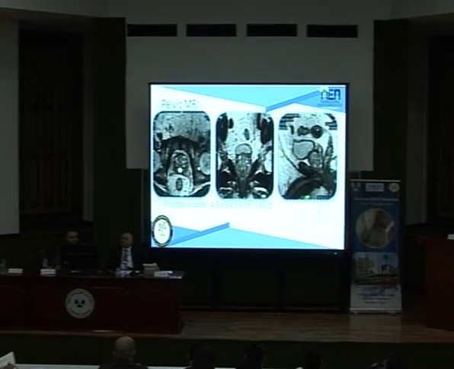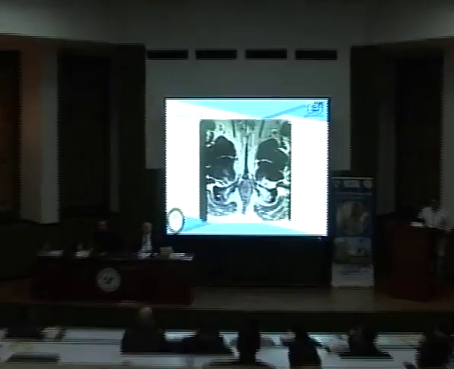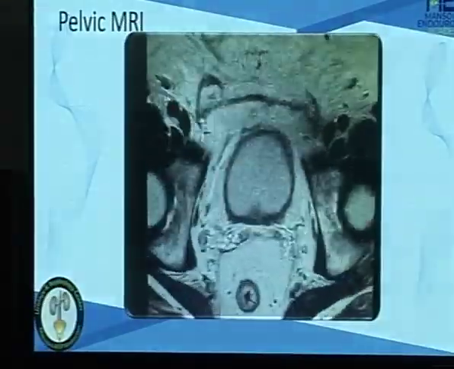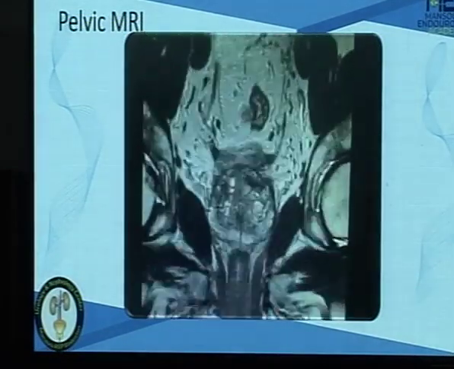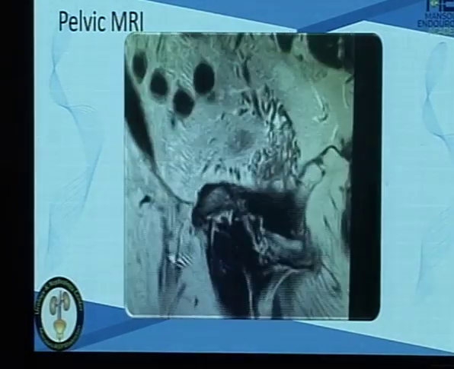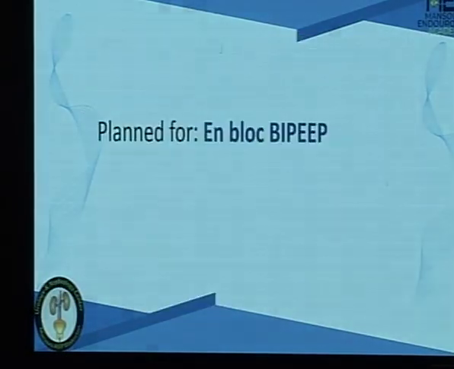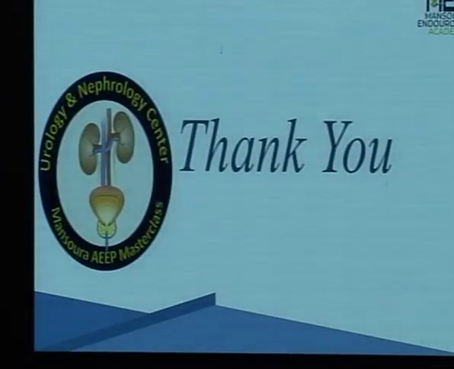By pelvic MRI, the prostate volume was estimated to be about 63 cubic centimeters with greatest dimension 4.5 by 5 by 5.4 centimeters. And this is a video of his pelvic MRI. This patient is planned to be managed with en-bloc bipolar endoscopic enucleation of the prostate. Thank you.